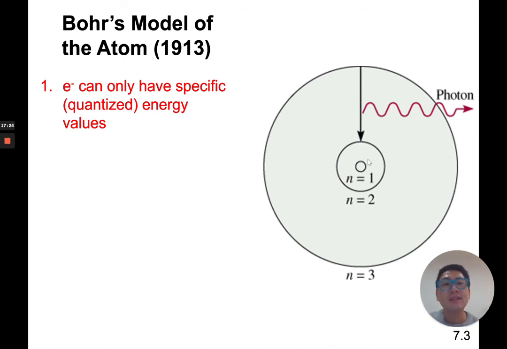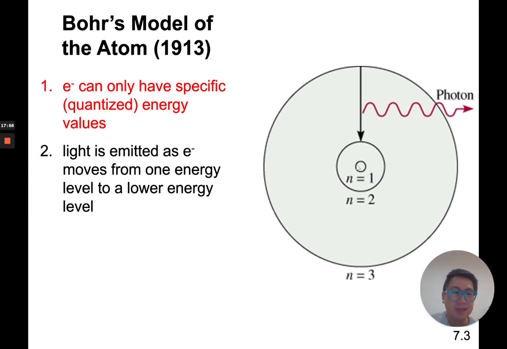And why do we have these different levels or shells of electrons? Because electrons, e minus, that stands for electron, can only have specific or quantized energy values. And so they're only at different levels of energy. And so that's why they have certain shells.